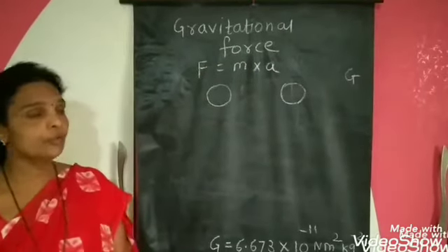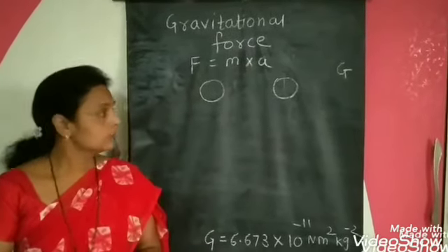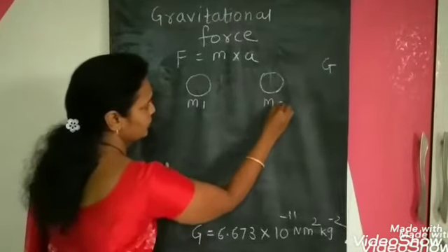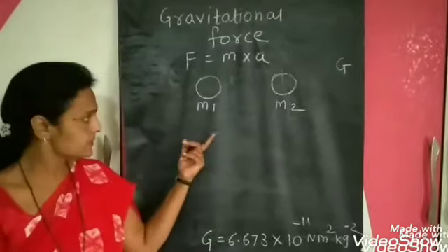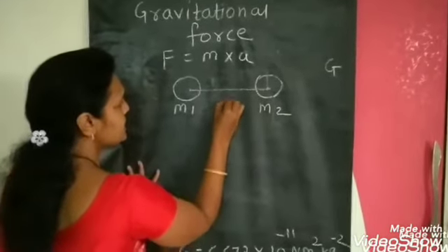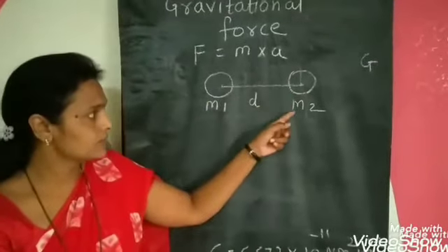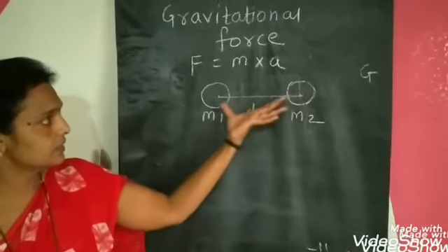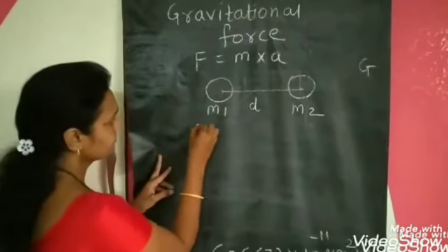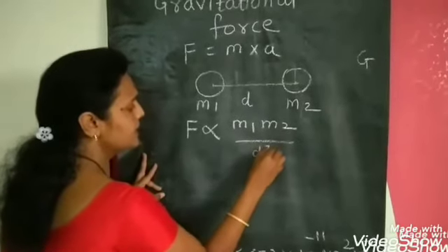Gravitational force. All of you know, force is equal to mass into acceleration. Suppose we take two bodies, two objects having the masses m1 and m2. In between, from the center, the distance is d. Here is one object having mass m1, next object having mass m2, and the distance between the two objects is d. Then how will we write it? F is directly proportional to m1 m2 divided by d square.